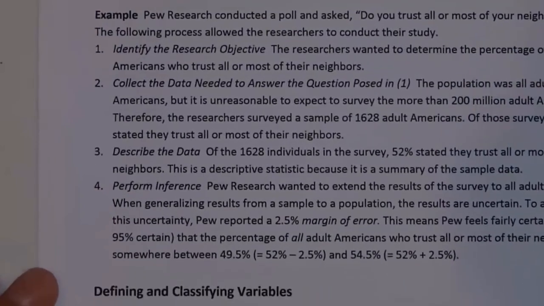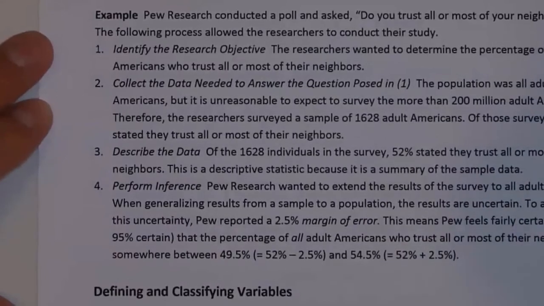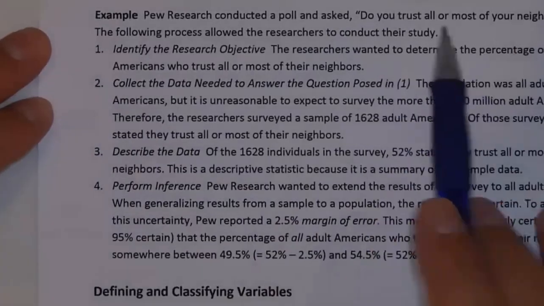Now, this isn't the normal kind of example, but just take a look at this example here about the statistical process. Pew Research conducted a poll and asked, quote, "Do you trust all or most of your neighbors?" The following process allowed the researchers to conduct their study. They're wanting to know, do you trust your neighbors? And this is the process they followed to be able to answer that question.